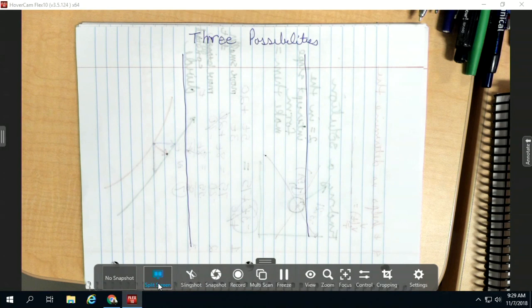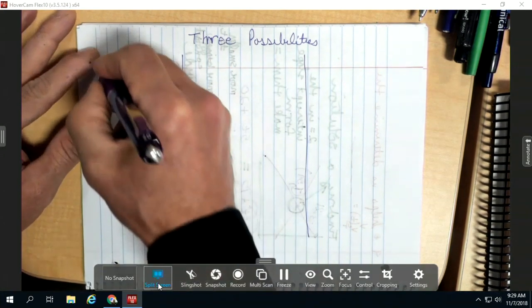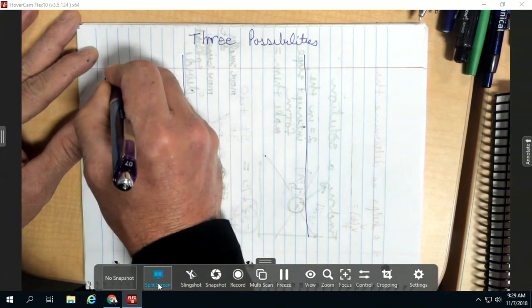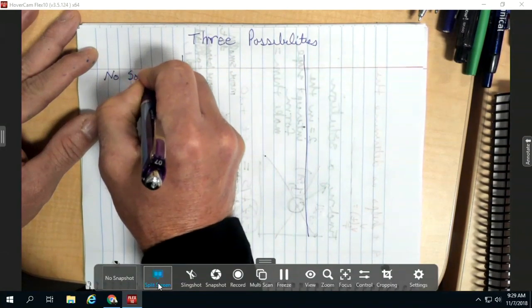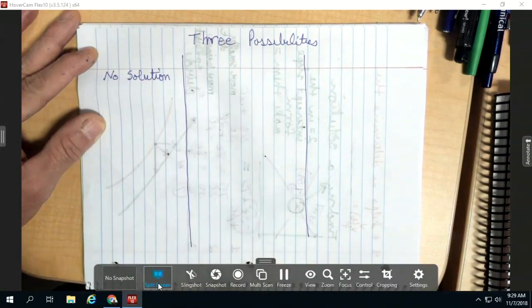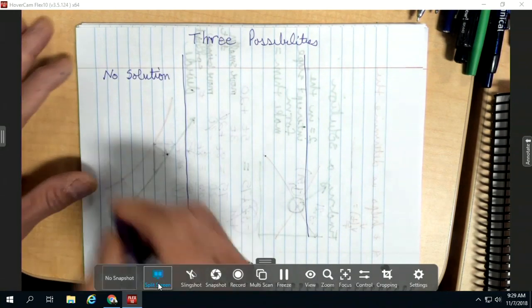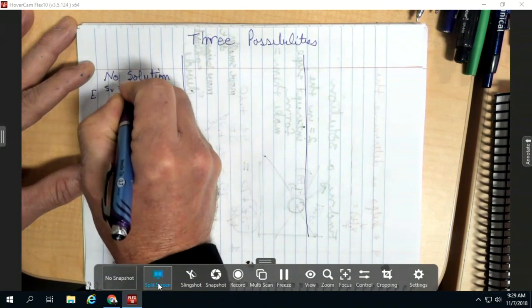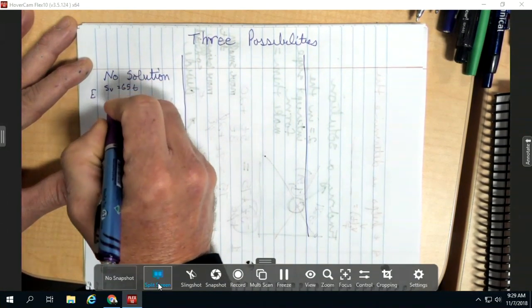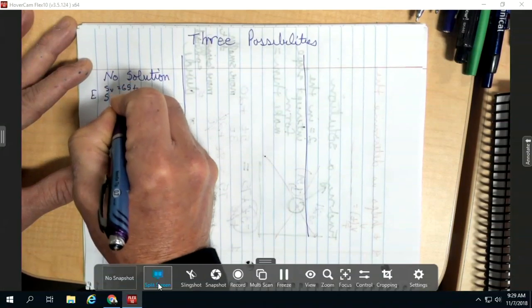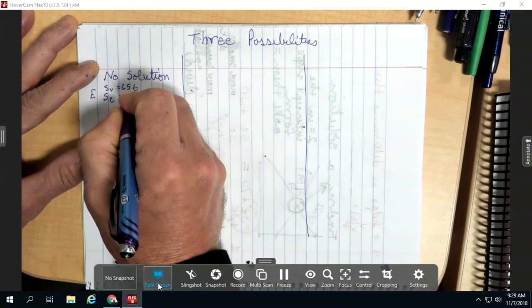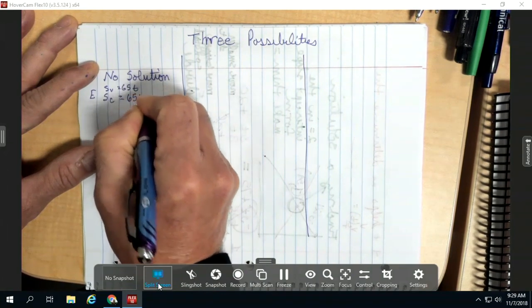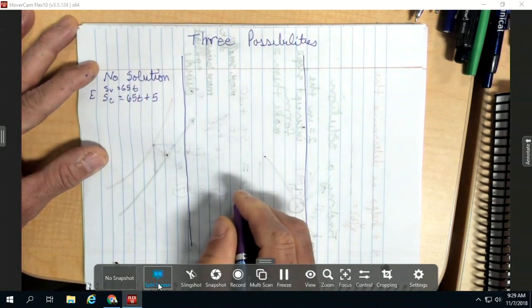No. Okay. So turn your notes sideways and let's go through the 3 possibilities. The first possibility is there is no solution. We're going to do that one first, and our example is S sub V is 65t, S sub C is 65t plus 5.